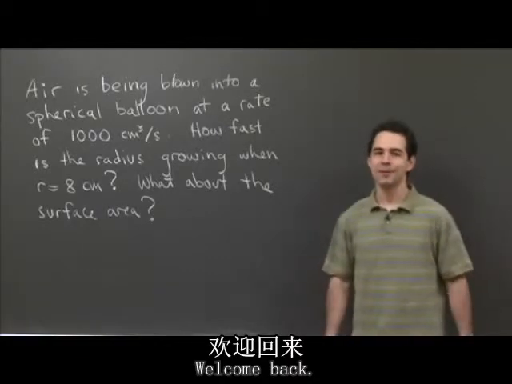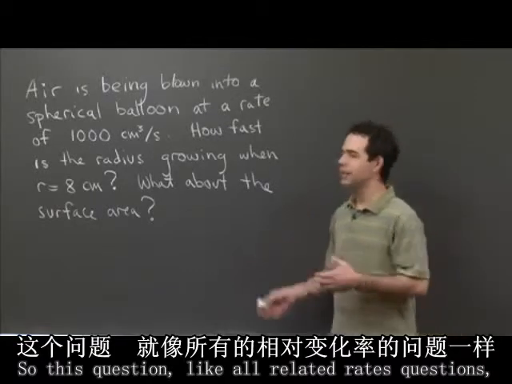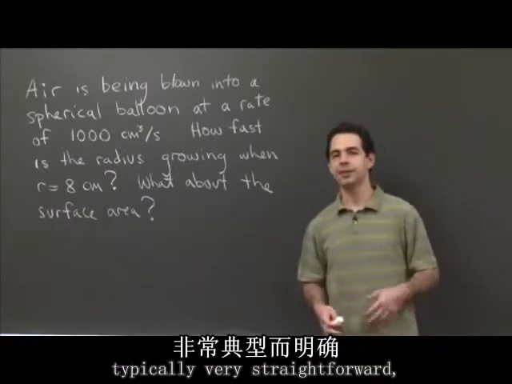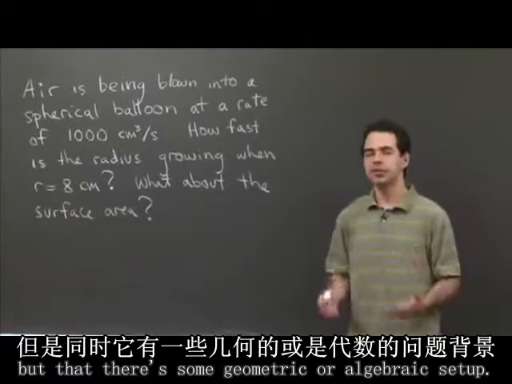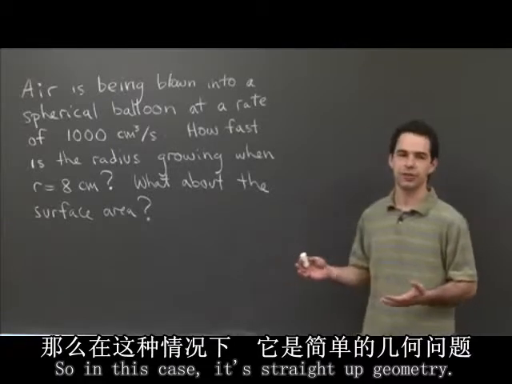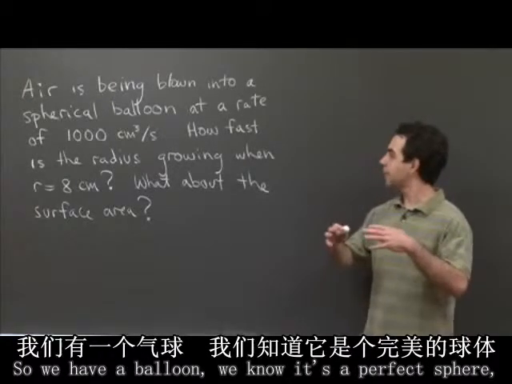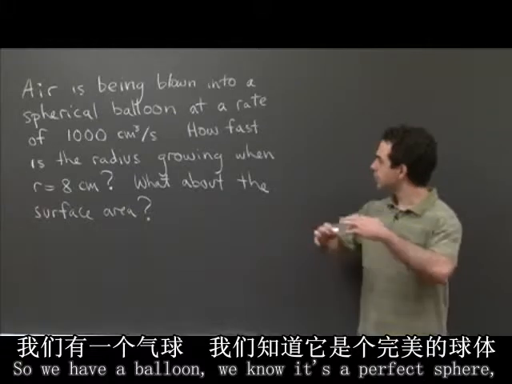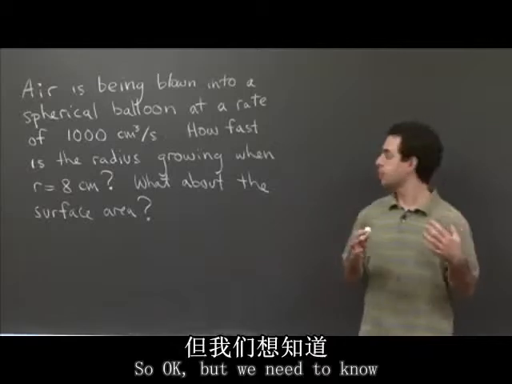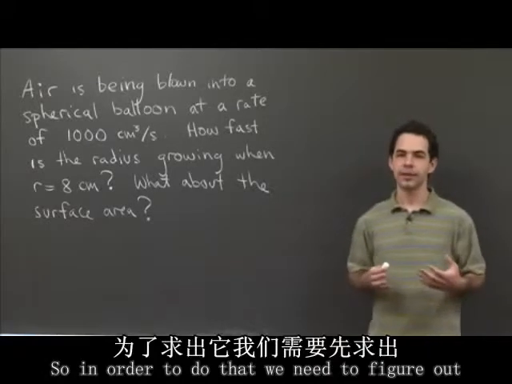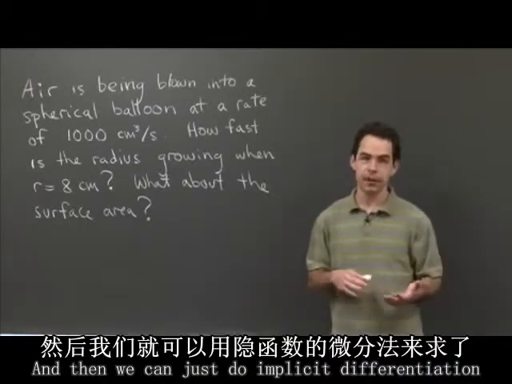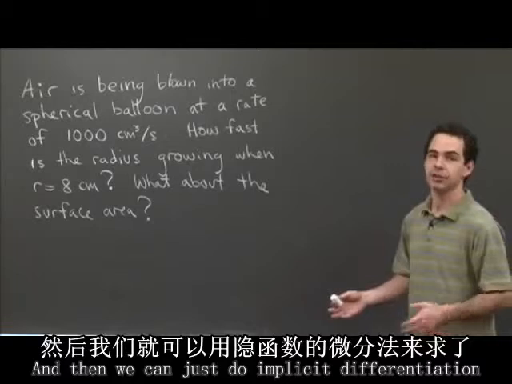All right, welcome back. This question, like all related rates questions, has the property that the calculus is typically very straightforward, but there's some geometric or algebraic setup. In this case, it's straight up geometry. We have a balloon. We know it's a perfect sphere. We know how fast the volume is changing, so we need to know how fast the radius is changing. In order to do that, we need to figure out a relationship between the radius and the volume. And then we can just do implicit differentiation like we've been doing.